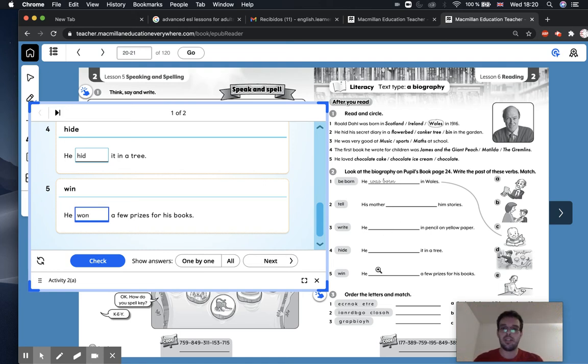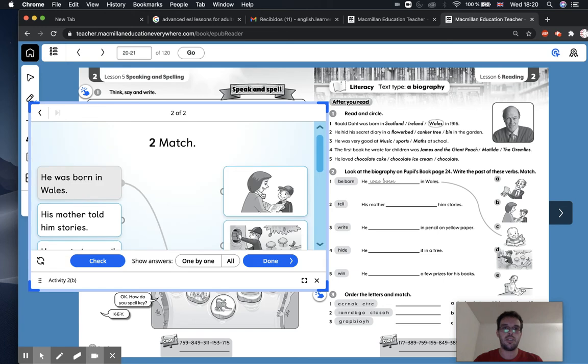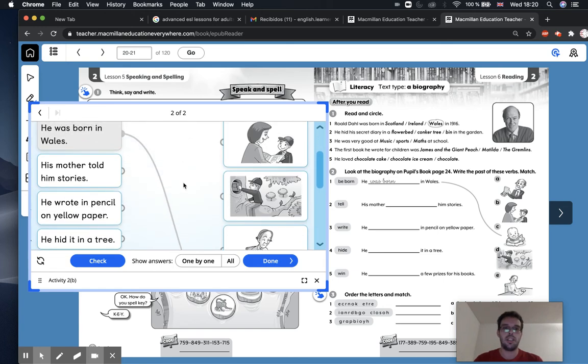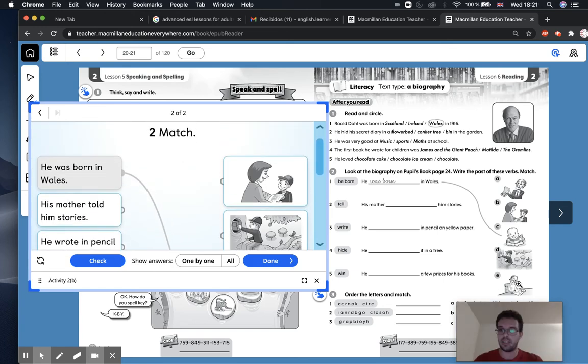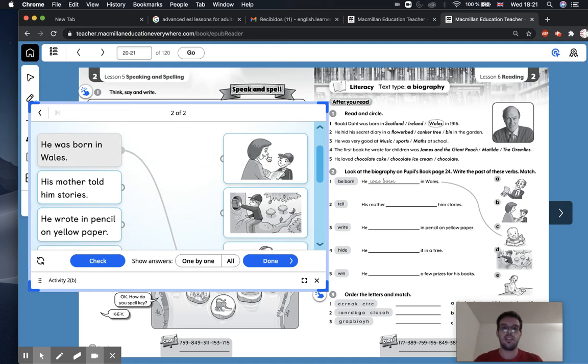So, now you have the correct words written. Now we have to match them to the pictures. You can see the pictures here on the side, A, B, C, D, and E. So let's match the phrase to the picture. Relacionamos la frase al dibujo.